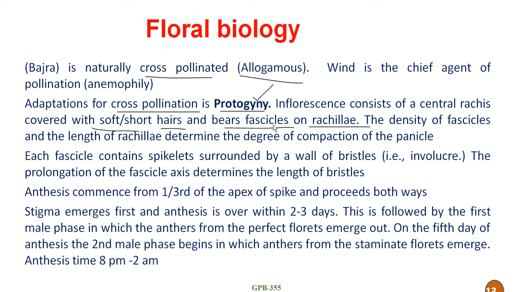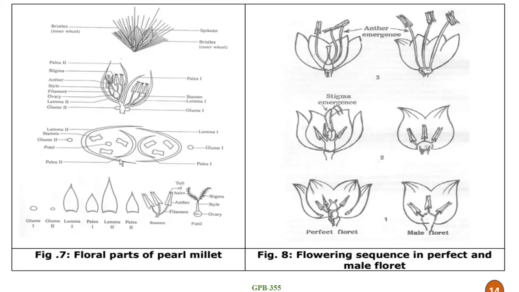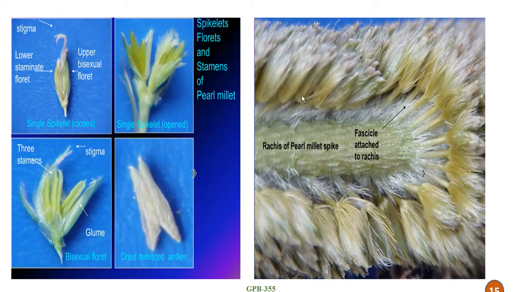We can see what is meant by the fascicle in the next slide. The density of the fascicle and length of the rachilla determine the degree of compaction of the panicle. Let us see here, this is the fascicle. Here we can also see, this is the fascicle. This is the fascicle. Each of these is called a fascicle.